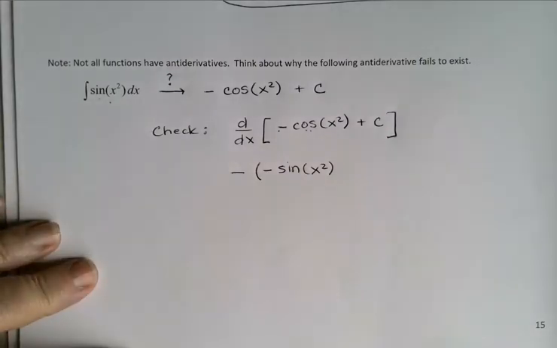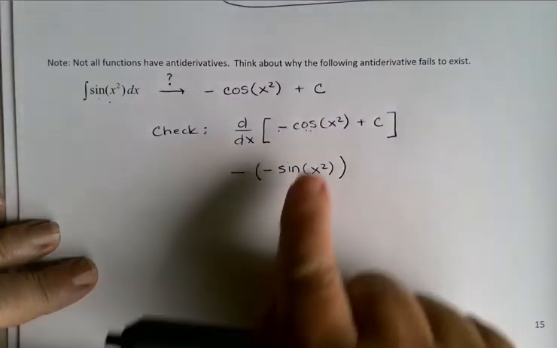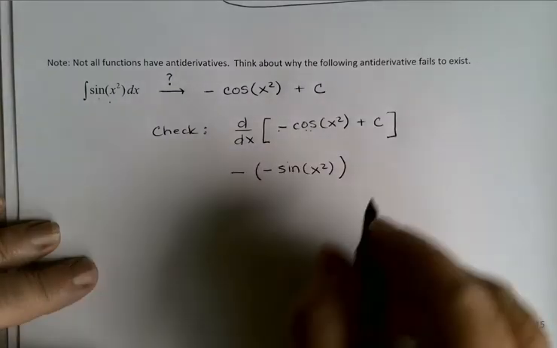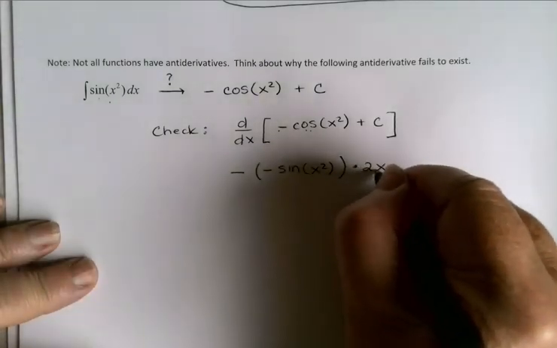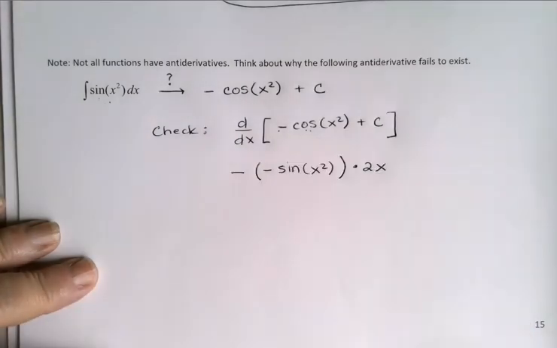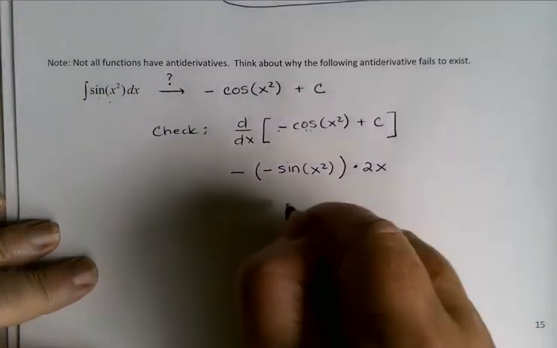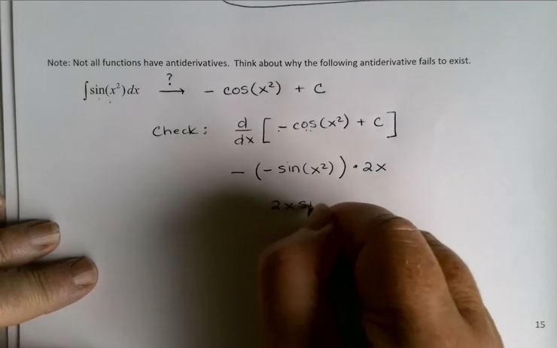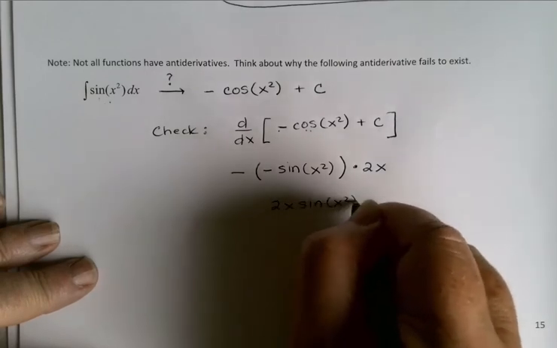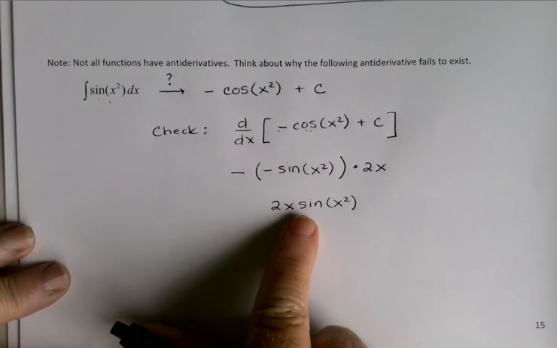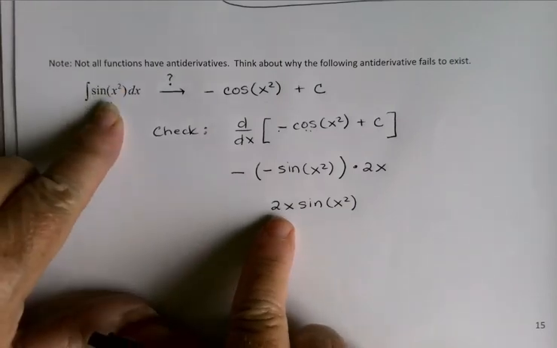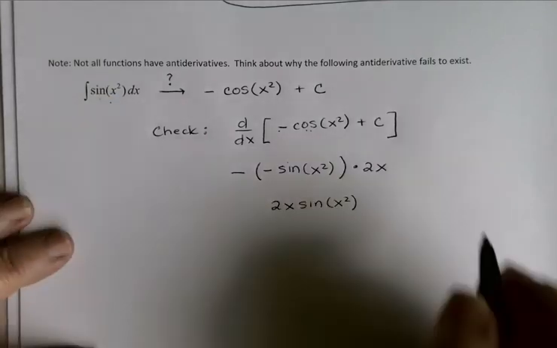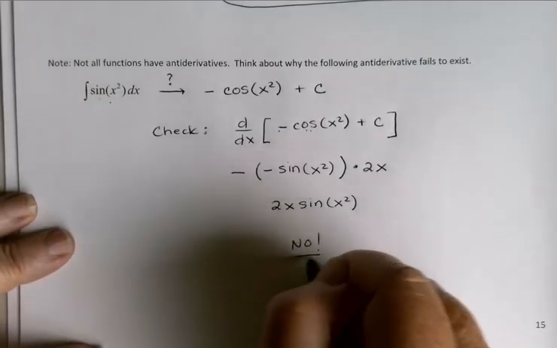That's a good thing. But what else do I have to do when I take this derivative? I would also have a chain rule, right? The derivative of the inner function x squared would be 2x. And then the derivative of the constant is 0. So I actually get 2x sine x squared. That's not what I started with. I didn't have that 2x there. And so in fact, this did not work.